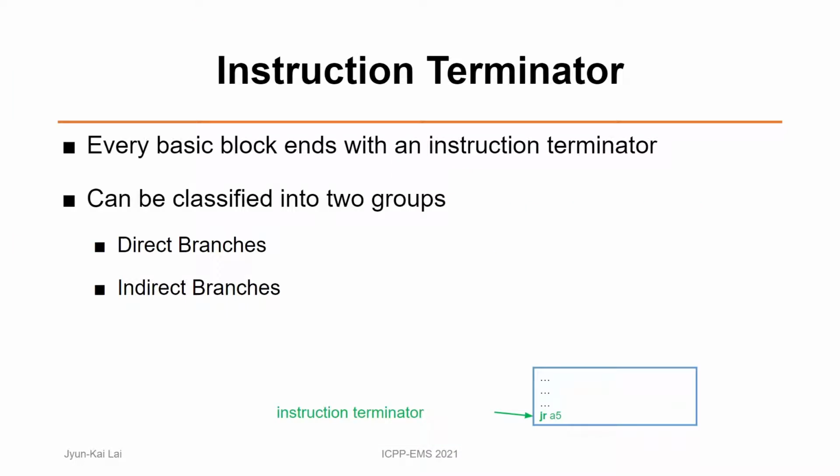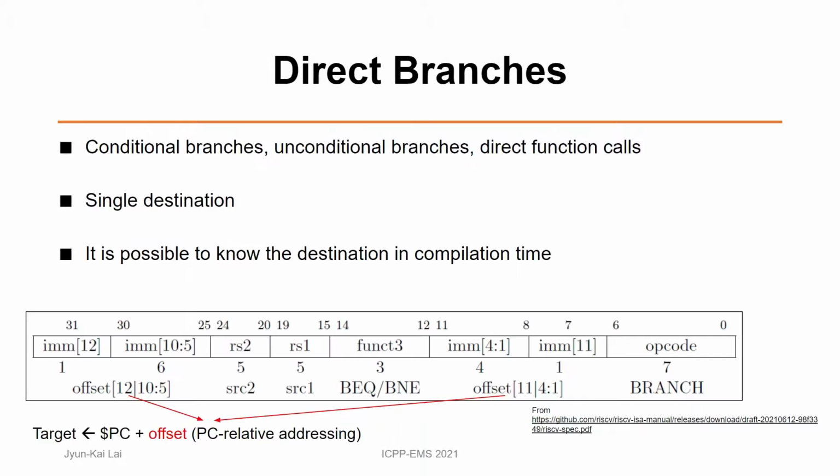Every source block ends with a terminator instruction, which can be classified into two groups, direct branches and indirect branches. Direct branches have a single destination, and it is possible to know the destination in compilation time. For example, a branch-if-equal instruction whose jump target can be calculated by PC-relative addressing. It gives us a chance to optimize the block with a direct branch without going through the runtime dispatcher.